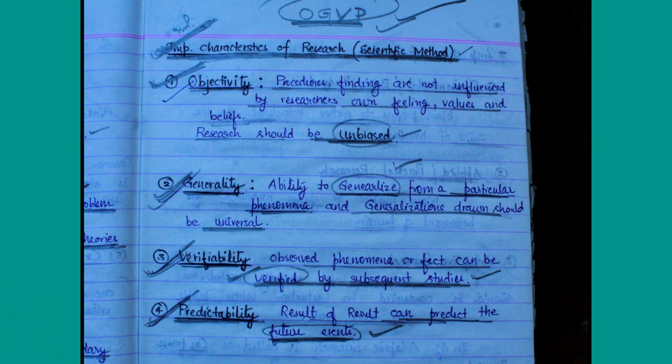Certain persons who are coming from a particular region, we have a certain image of those persons, right? So again we are drawing conclusions based on our feelings, so that has to be avoided. Objectivity. Now second is generality.